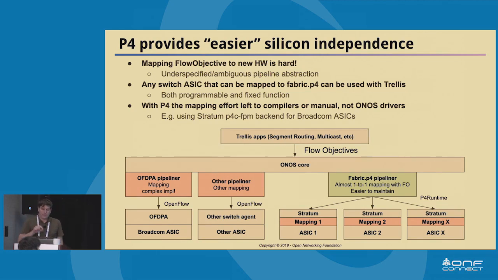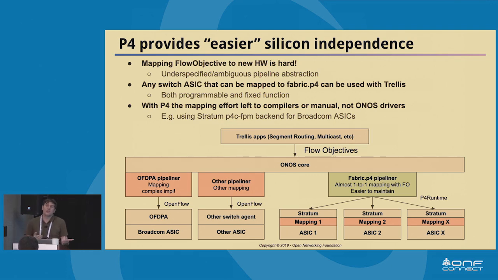Now, one thing I want to mention is that I described this flow objective API in ONOS as an enabler of application portability. So the idea is that you can write applications that are portable across different pipelines. But as I said before, this API was introduced with OpenFlow 1.3 to deal with the exploding heterogeneity of OpenFlow pipelines. And we quickly realized that even if it helps achieve the goal of silicon independence, so again, the idea of running the same applications on top of ASICs from different vendors, it's actually not that easy because mapping flow objective to hardware pipelines is pretty hard.